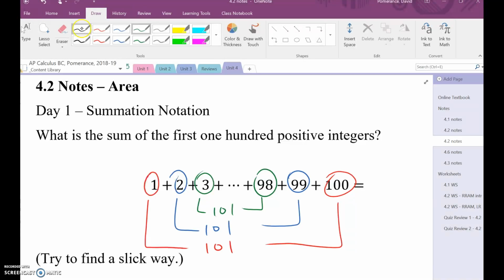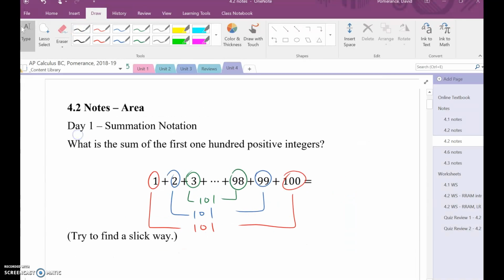So I guess the question is, how many 101s are we going to get? We're just going to multiply 101 times that number of pairs. Well, if we have 100 numbers and we're pairing them up, then it should be pretty obvious that we have 50 pairs. So we're going to multiply 101 times 50, and we're going to get 5,050. And that is a really slick way of adding up the first 100 positive integers without going in order: 1 plus 2 plus 3 plus 4 plus 5 plus 6 plus 7, etc.